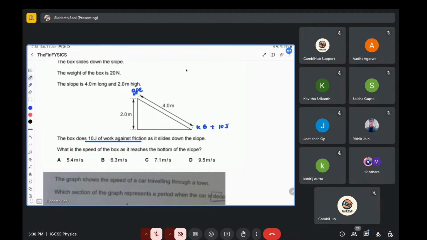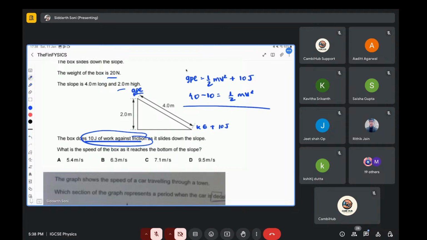For such work energy questions, find out the energy at the start, the energy at the end, and if there is energy lost, it will be compensated from the energy at the start. So all your GPE gets converted to half mv squared along with 10 joules of friction. GPE you can find out as mgh. So 20 into 2 minus 10 joules is half mv squared. When you solve this, you should get the answer. The energy lost due to friction, treat that as tax. Initial energy, treat it as your pocket money. Are we clear with this one?